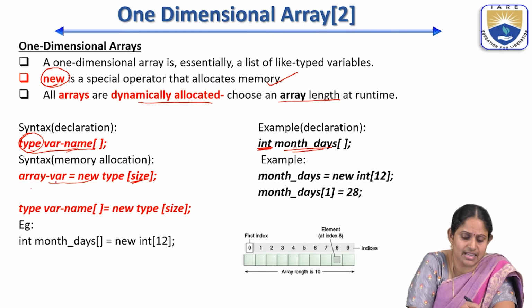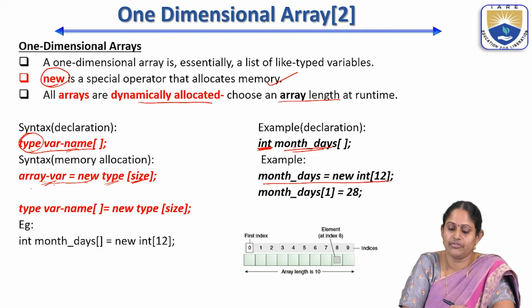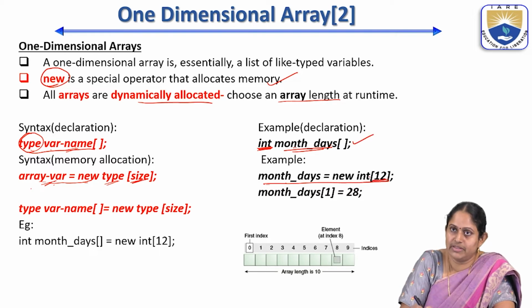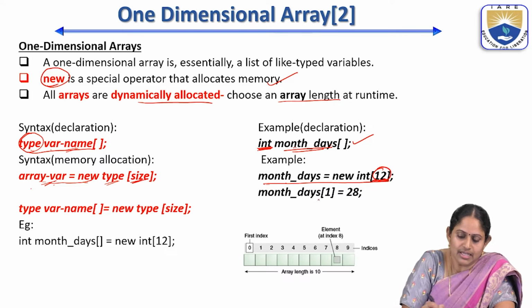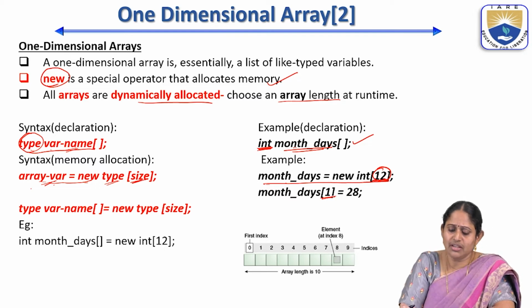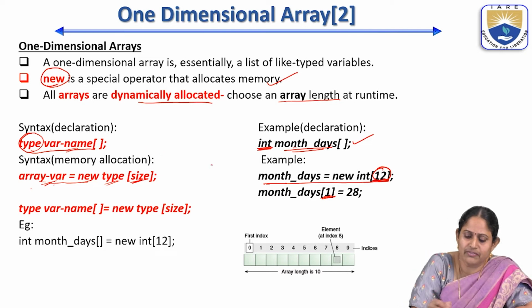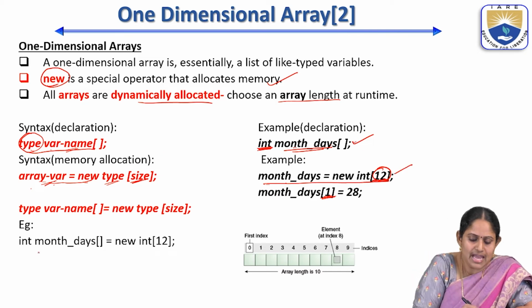So this is the syntax: type, array variable name, equal to new int, and the size. This is an example of creating an array. Now that array is of size 12. If we want to access one of the elements, we access it using that index. These two lines together form one way, and this is another form.